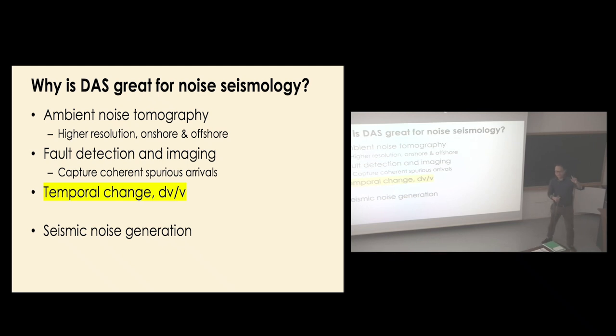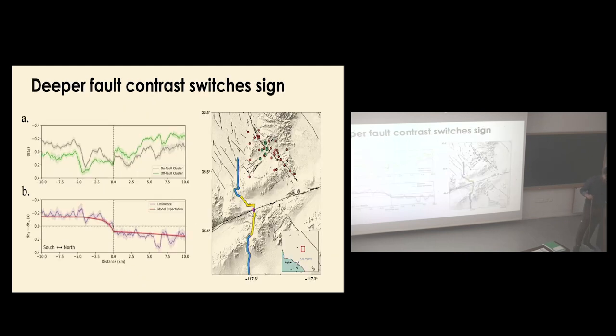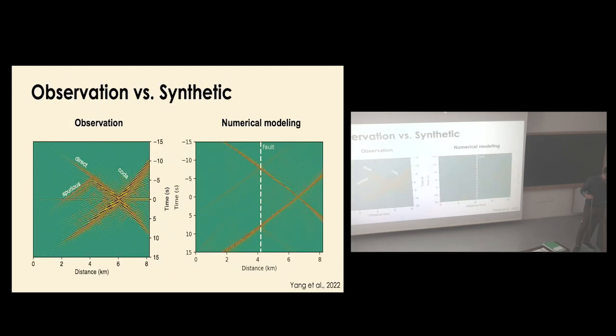There was a question from a student. Yeah. I would like to go back to this spurious arrival you showed, where in your simulations, when you put a scatterer there, it's symmetrically propagating in both directions.